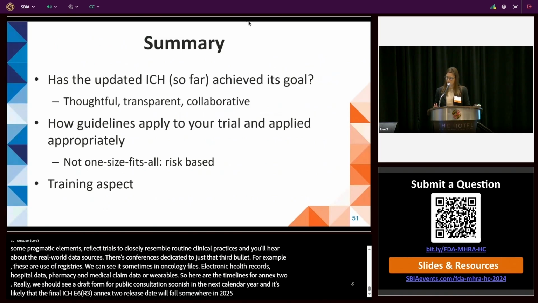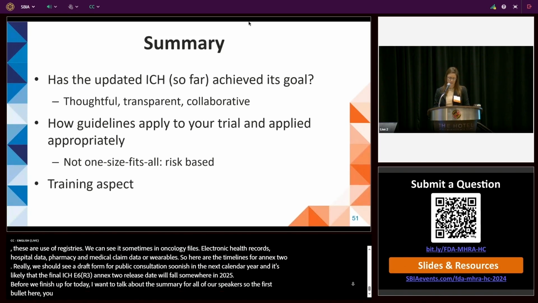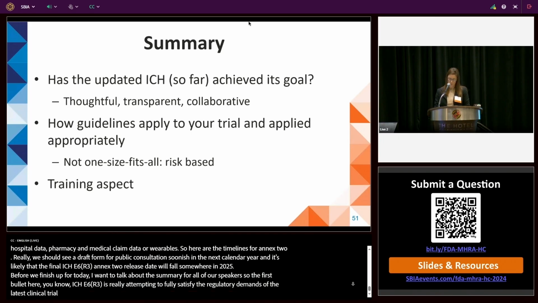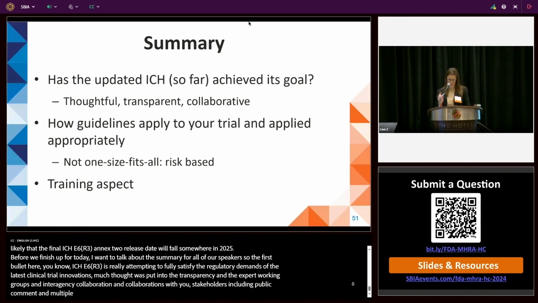And before we finish up for today, I wanted to just talk about the summary for all of our speakers. So the first bullet here: ICH E6R3 is really attempting to fully satisfy the regulatory demands of the latest clinical trial innovations. Much thought was put into the transparency and the expert working groups and interagency collaboration and collaborations with you, stakeholders, including public comments and multiple documents for this.